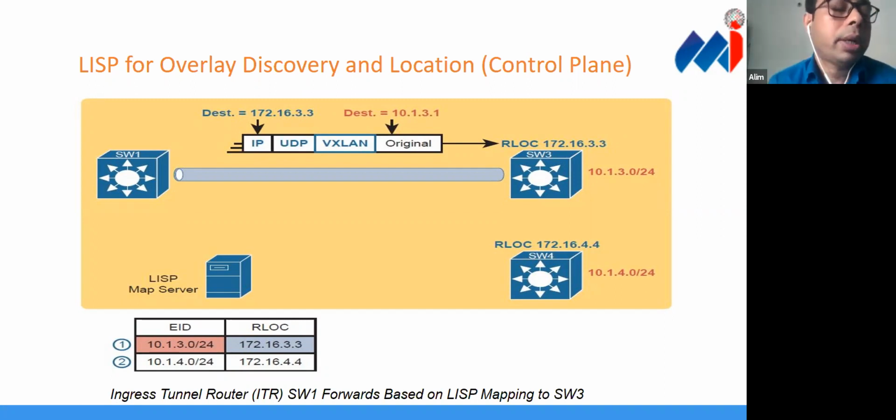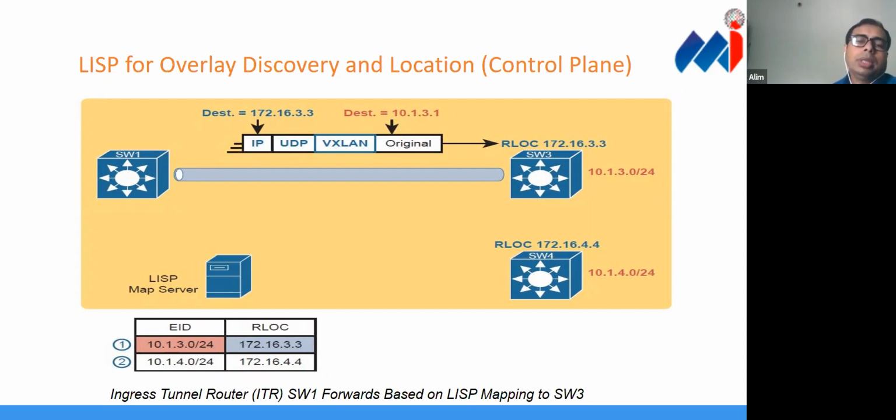Switch 1 will contact the LISP map server and ask, I want to reach this device, where is it? The server will say, okay, establish a VXLAN tunnel with 172.16.3.3. That means switch 3. Then switch 1 will just establish a VXLAN tunnel with switch 3. It will pass this layer 2 frame to switch 3, and switch 3 will have its MAC address table, and the ARP protocol will be there.